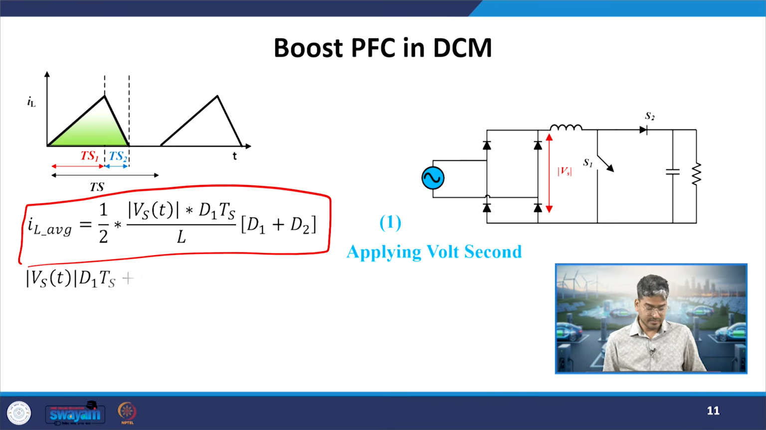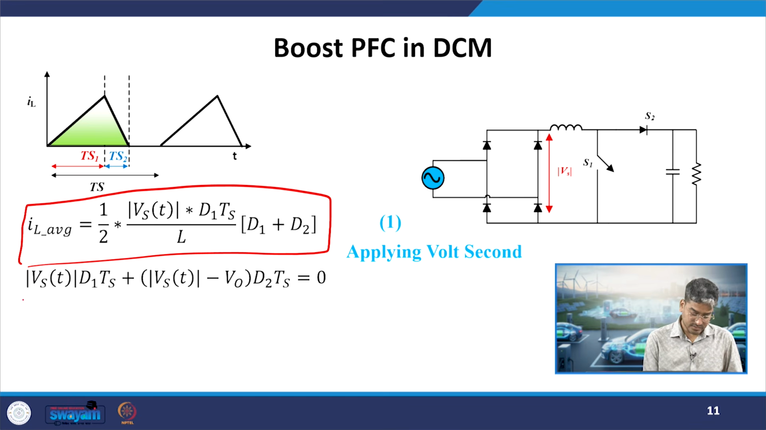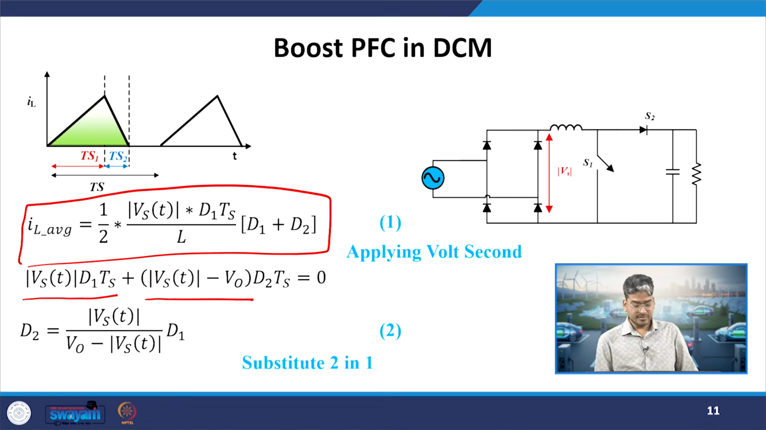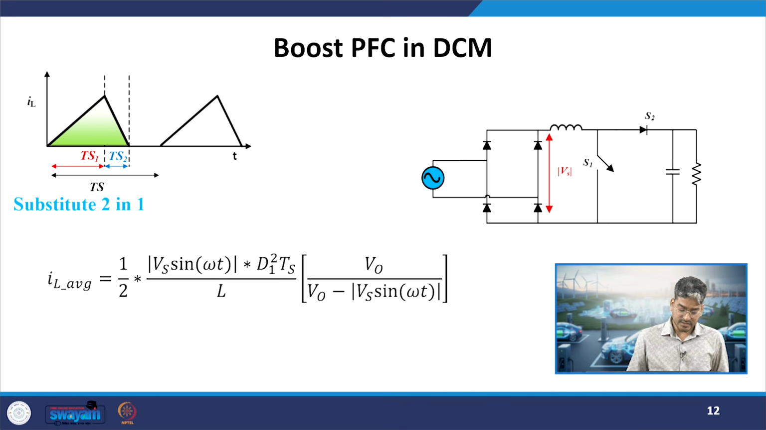Okay. So, the same equation has been written over here just by replacing Ts1 and Ts2 by the respective duty ratios. Okay. So, now applying the volt second balance, during the on time the inductor was subjected to mod of Vs into D1 Ts, plus the difference between mod of input voltage and output voltage, for the time for which the inductor was discharging, that was D2 Ts. Okay. So, that has been equated to 0. I will find that D2 will be given by this expression. Okay. Now, substituting this value of D2 in terms of D1 in equation 1, we will observe that the average inductor current will be given by this value.